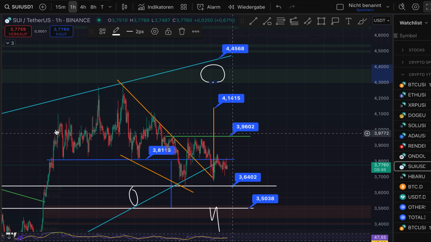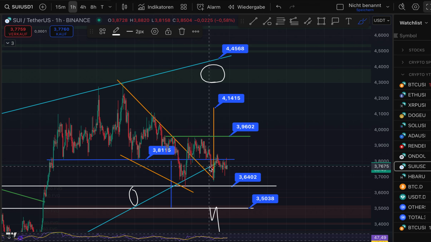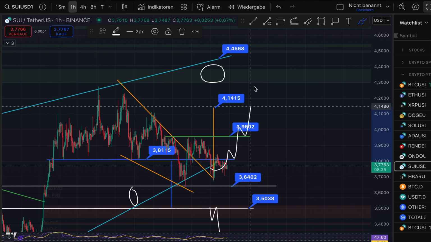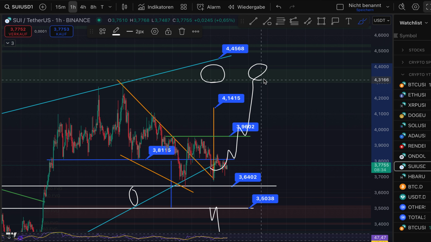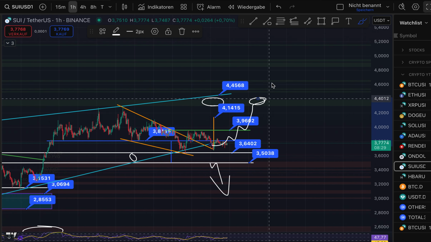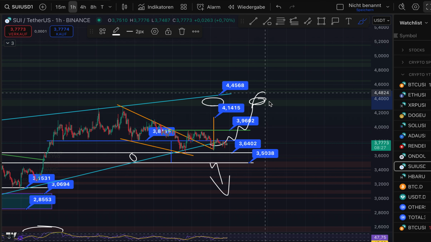But if we get the push to the upside, for example, we break to the upside $3.81, we break to the upside $3.96, and we get into that fair value gap, then I would be careful, because I still expect a bigger pullback, but this pullback is just going to start from here then, in my opinion.